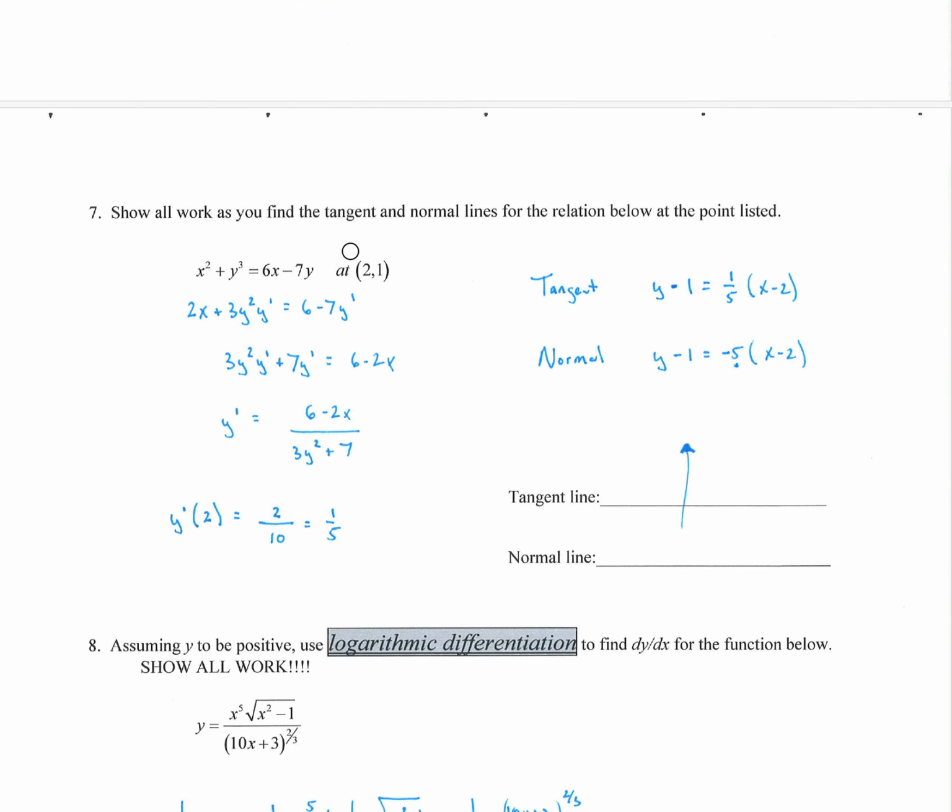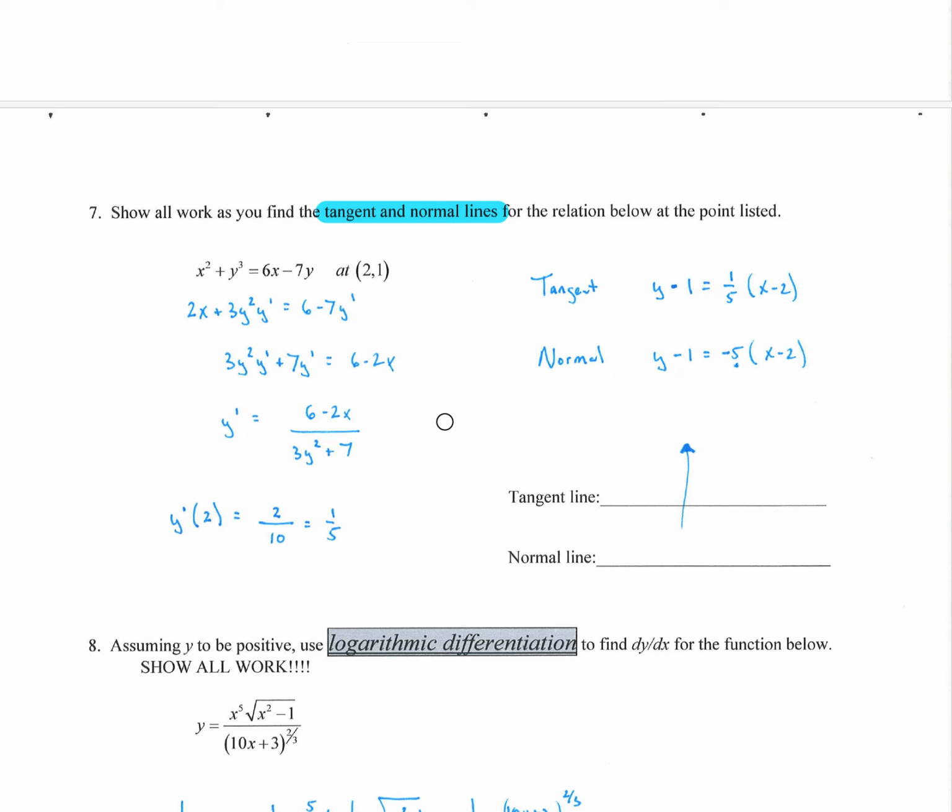Same thing here. I'm not going to ask you for tangent and normal lines tomorrow. Tomorrow is all about just taking derivatives, so you just got to be able to get to this point. However, tangent and normal lines will be on the multiple choice version. And remember, the derivative is the equation for the slope, so you're just putting in 2 for x, 1 for y, and finding the slope at that point. And then you have the point (2, 1) and a slope.